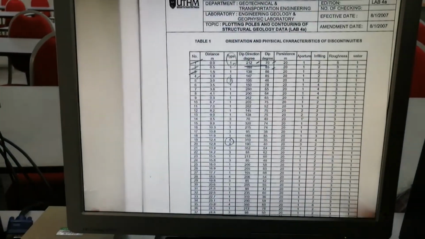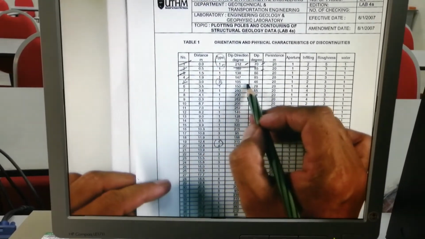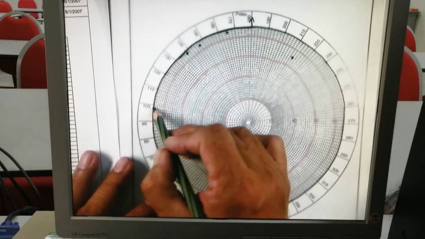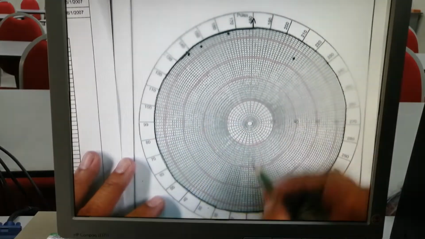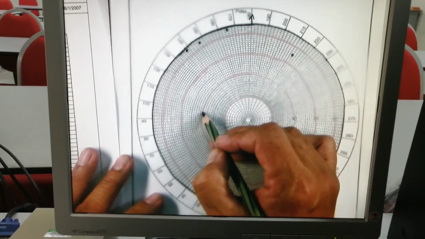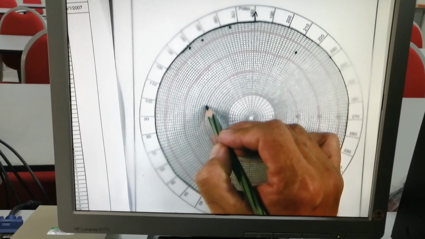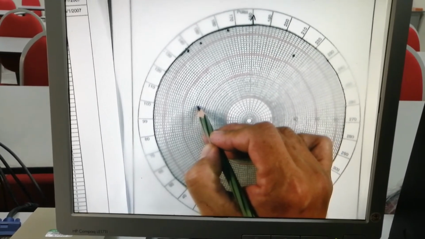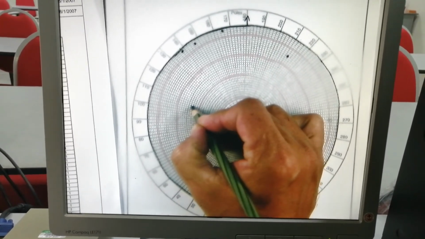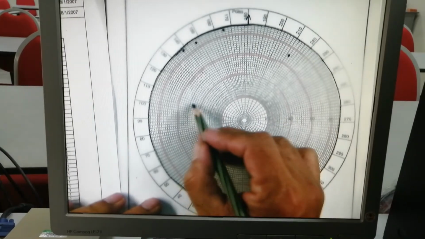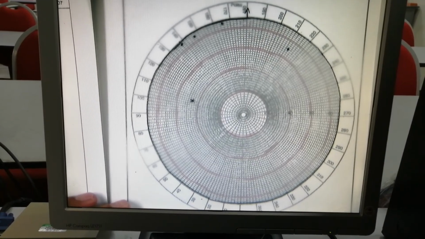And then for the fifth data, type 3 is foliation, 105 and 46. 105 is here, and 46 is here. Okay, this is your legend for foliation. So you have to continue your plotting until 120 data.